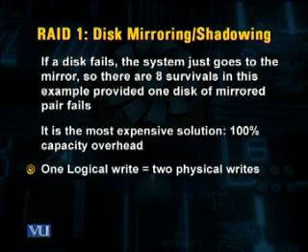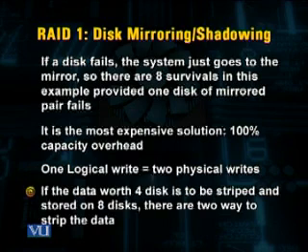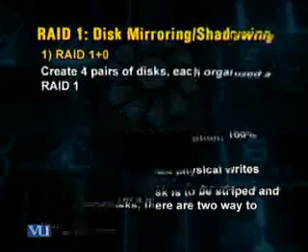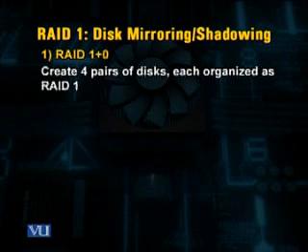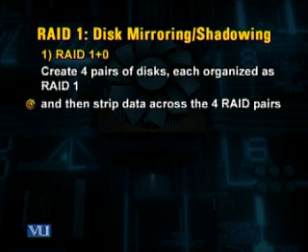However, the logical write here is in fact equal to 2 physical writes, because whenever we have to write something onto the array, we have to write the same thing onto the mirror also. If the data worth 4 disks is to be stored on 8 disks, then there are 2 ways to stripe the data. Number one is that we create 4 pairs of disks, each organized as a RAID 1, and then we stripe the data across the 4 RAID pairs.